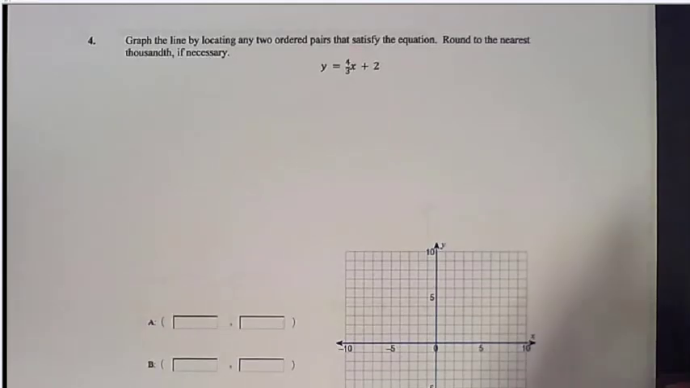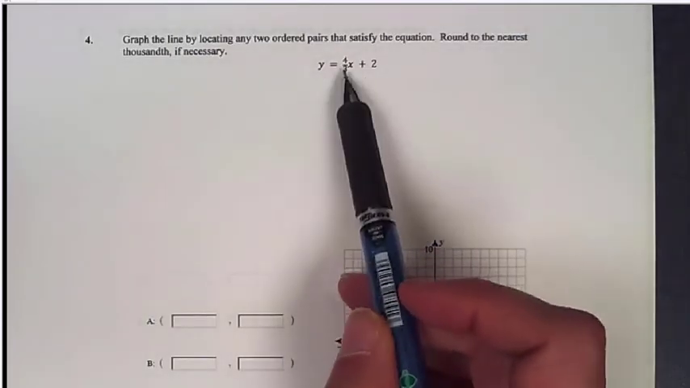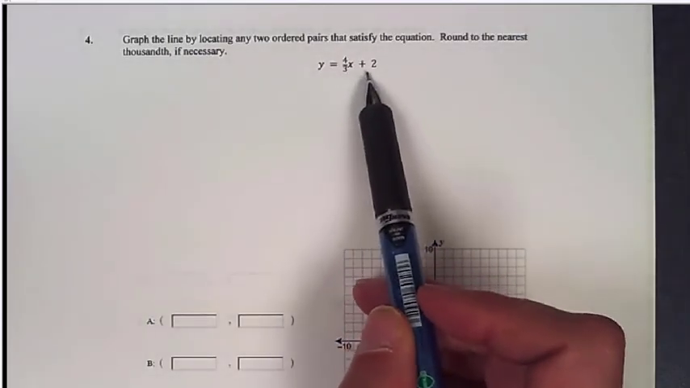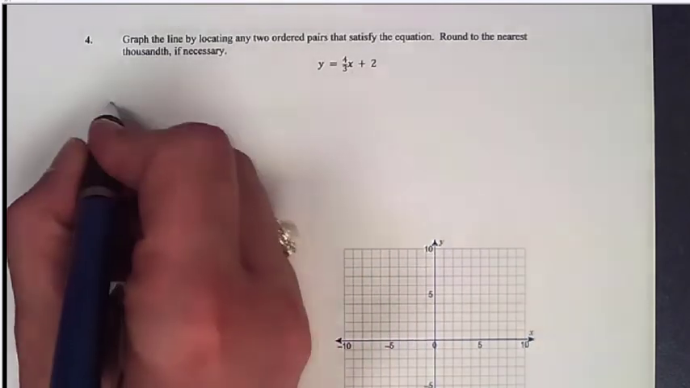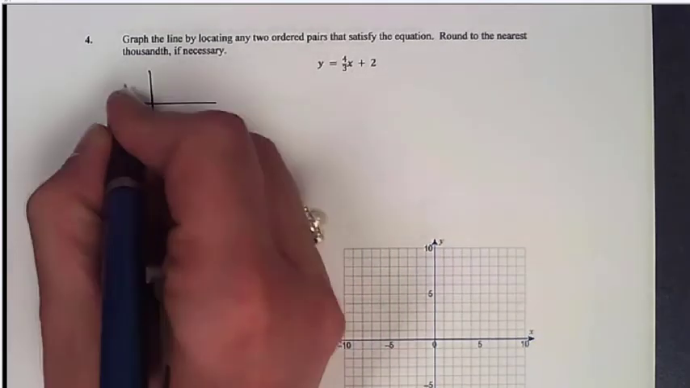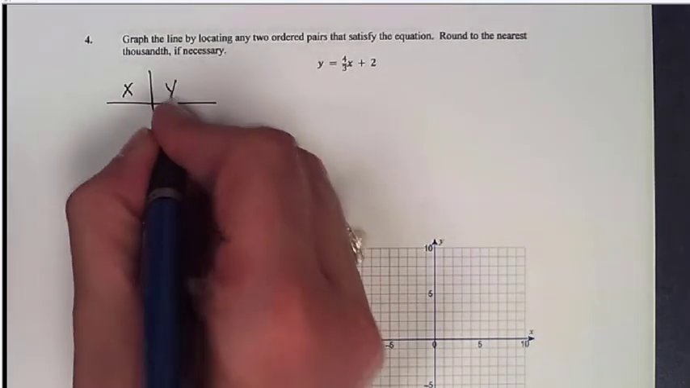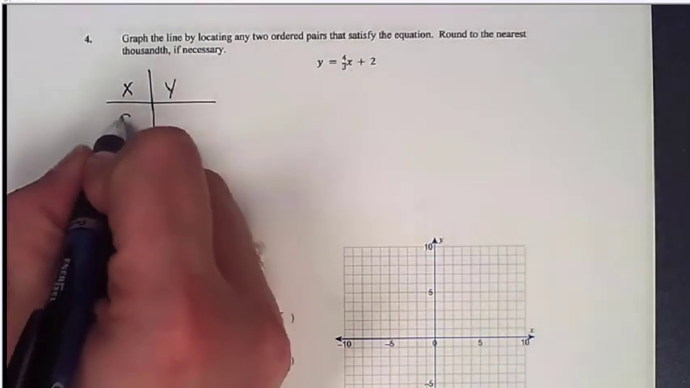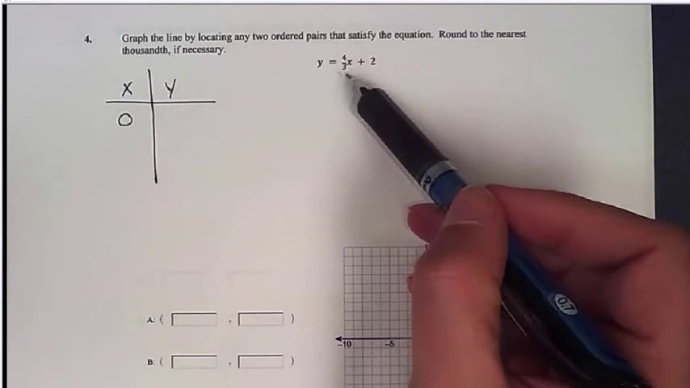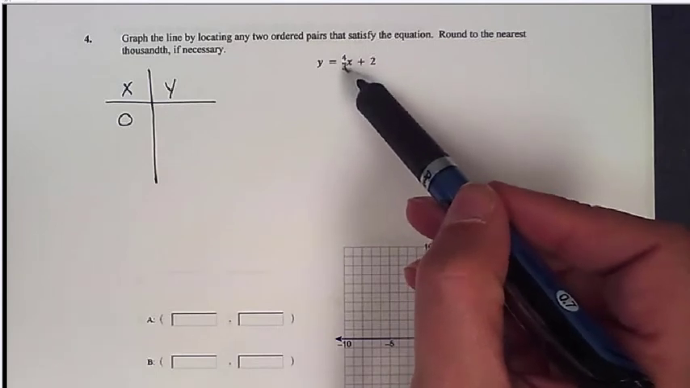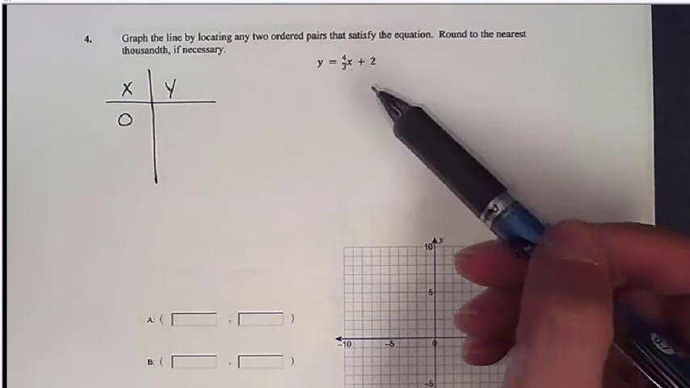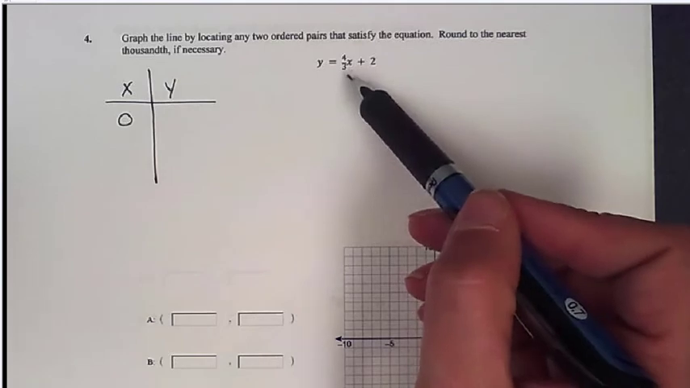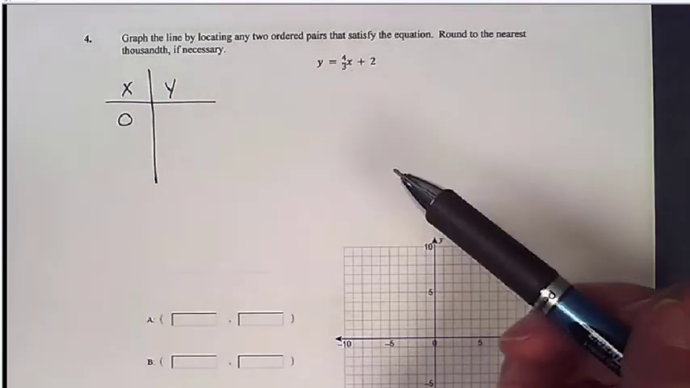Okay, so we've got one more example like this to go. We've got y equals 4 over 3x plus 2. Again, I'm going to go ahead and make my chart, picking my x values. And again, I want to make sure I pick nice, pretty x values. So again, 0 is always a great number because I know we're sitting here at a fraction, but if I multiply this fraction 4/3 times 0, I get 0. So I like 0 as a pick for one of my x's.